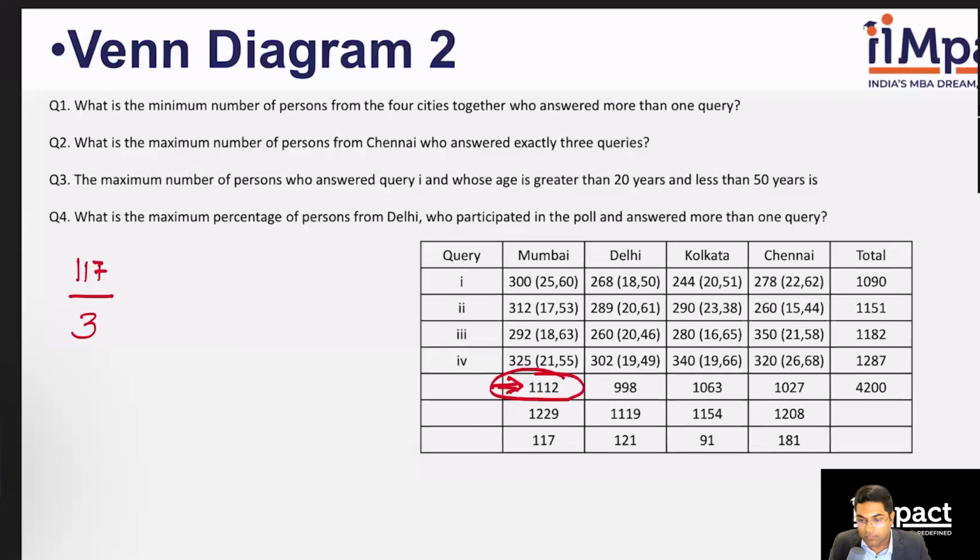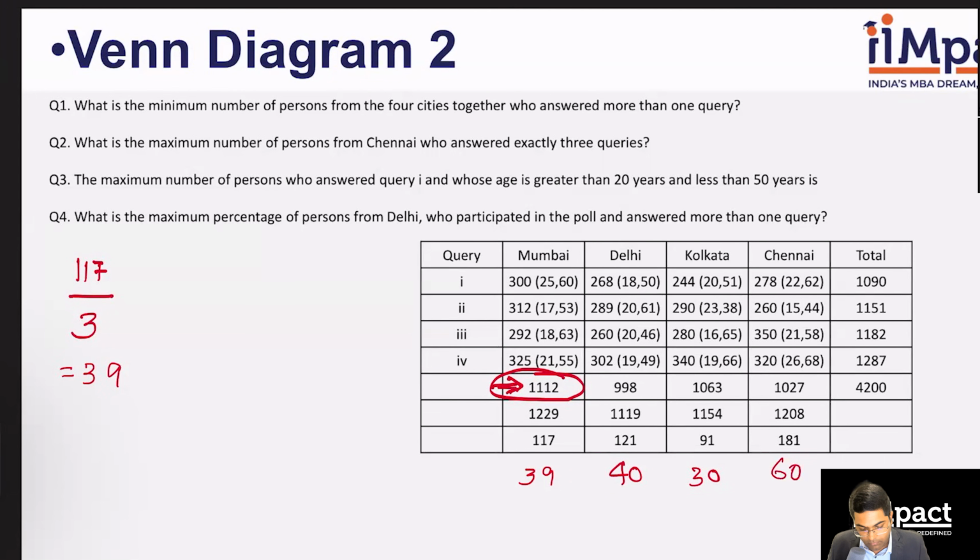Yes. So 117 by 3 will give me some number which is 39. Now 121 is not divisible by 3. So this will give me 39. This will give me 40 because we need whole numbers. Okay. 91 will give me a 30 and 181 will give me how much? 60.